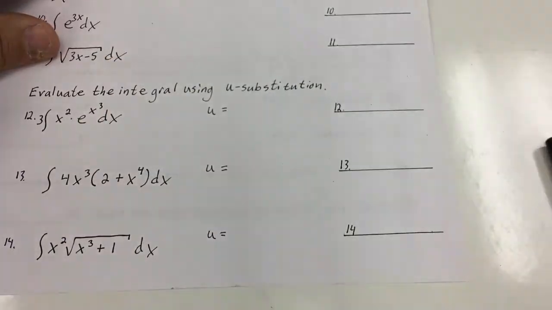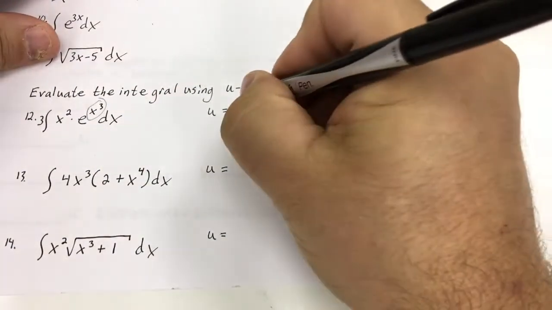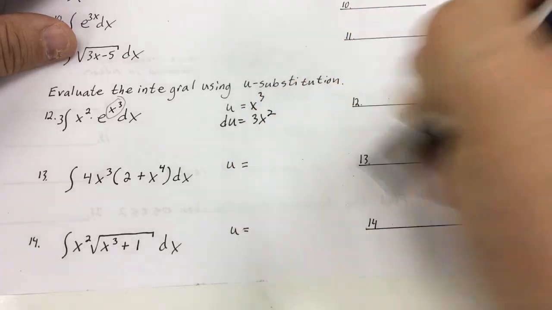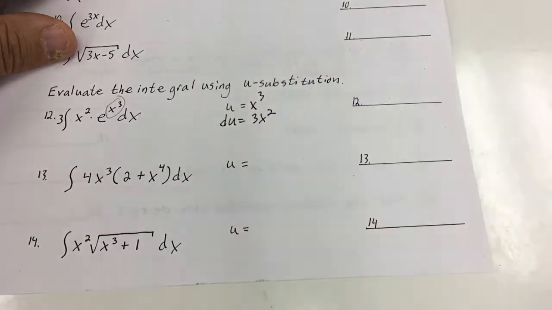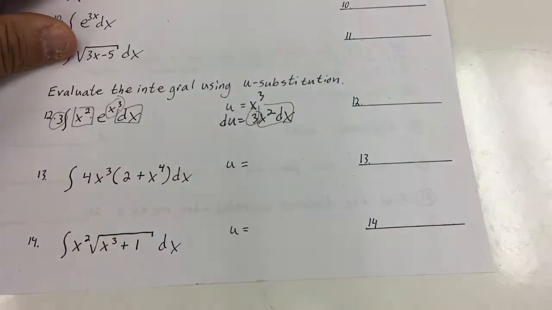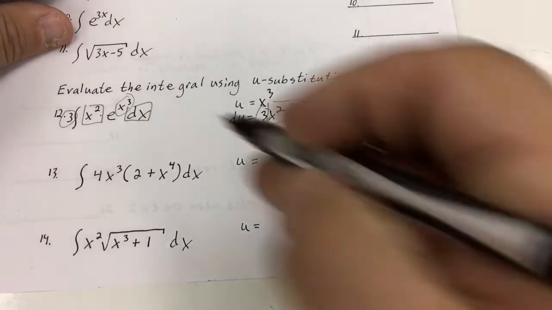Going to do a u sub, I'm going to let u equal x to the 3rd. Then when I take the derivative of that, that gives me du equals 3x squared dx. Then you'll notice I have an x squared dx, an x squared and a dx. I also have a 3 out front. So everything basically substitutes with the u substitution.